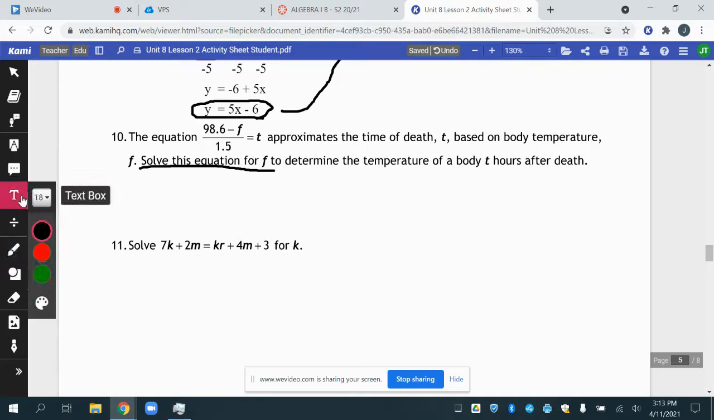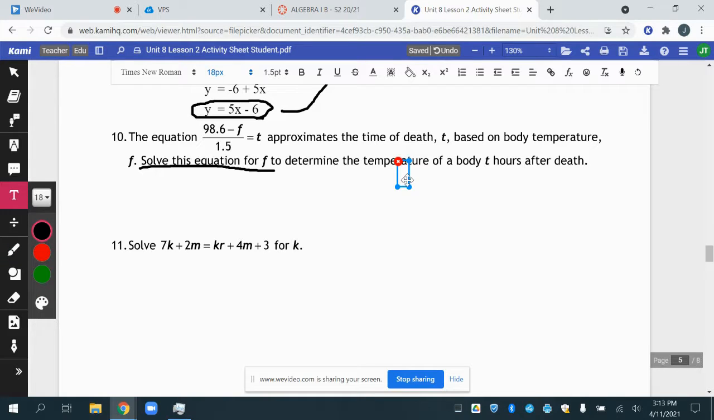Let's see. I'm going to have to type it. It's going to be annoying. That's going to be what it is. I'm going to do it over here so it fits. 98.6 minus F equals T. The bottom line is divided by 1.5.